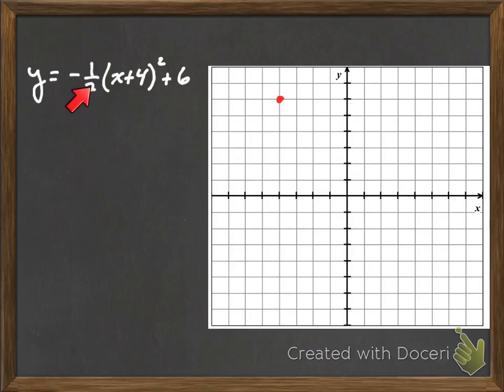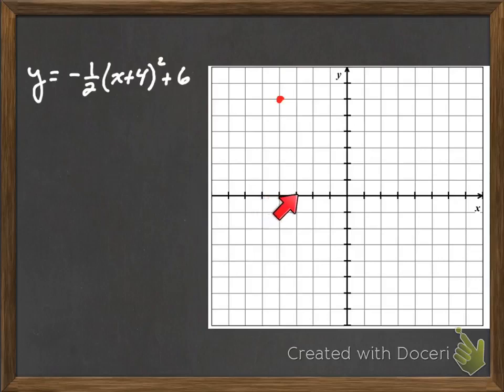That has no impact on where your vertex is located. Let me repeat that. Your a value will not have any impact on where the vertex of your parabola is located. The only things that determine where the vertex is are your shifts to the left or right and up or down. All right, so we know that when x is negative 4, our vertex is right here. We need to pick some other points that are around negative 4.